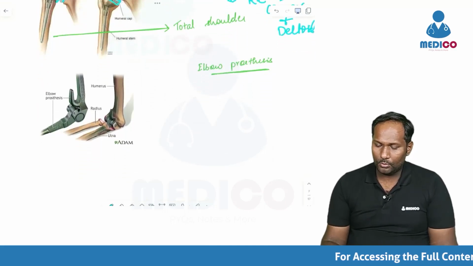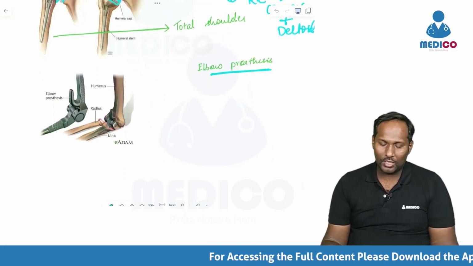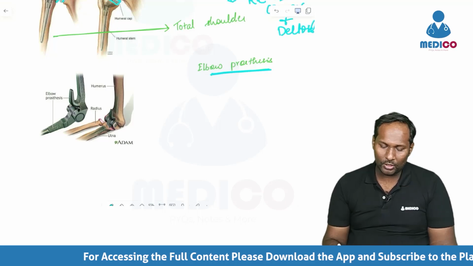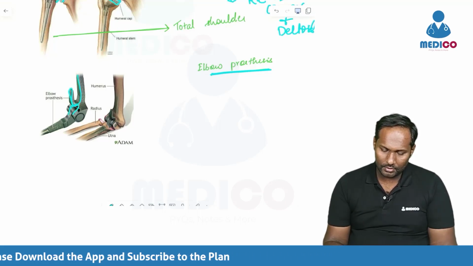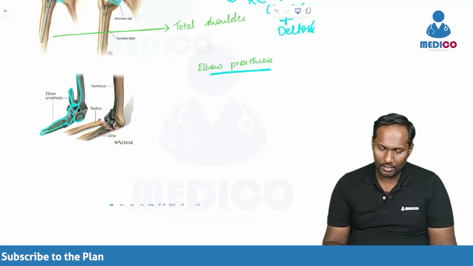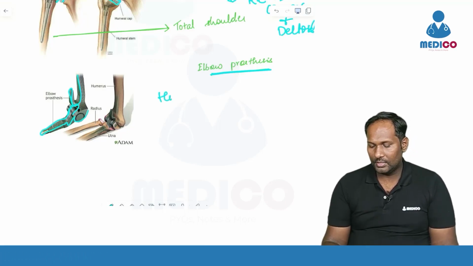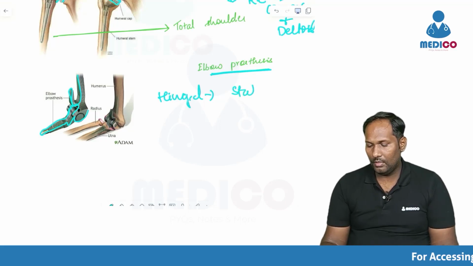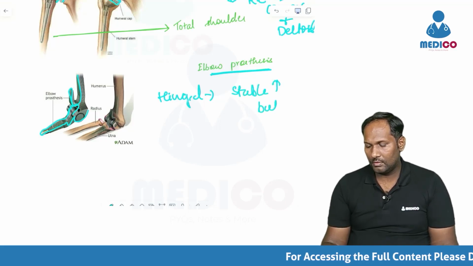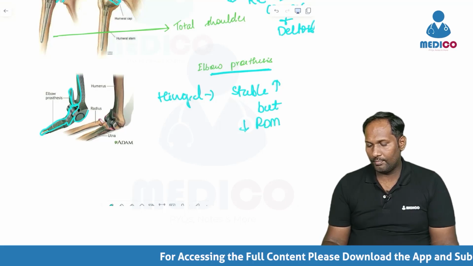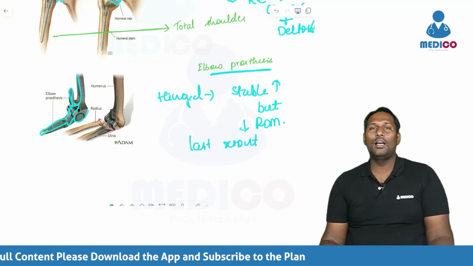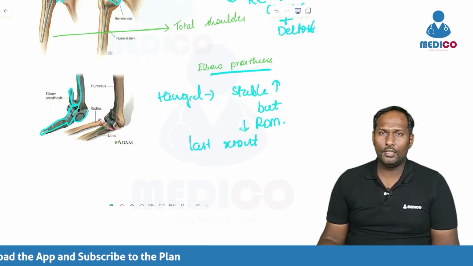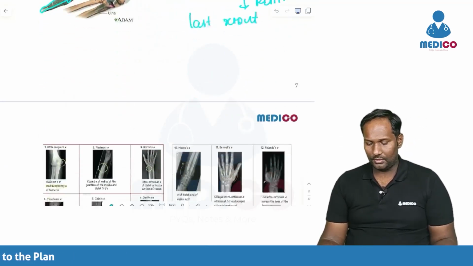The next one is the elbow prosthesis, not much advanced there. This is the basic elbow prosthesis where you have a humeral component and a radial component. This is very much hinged. Very stable, but decreased ROM. Last resort. This is not as widely or popularly used as the other replacement surgeries.